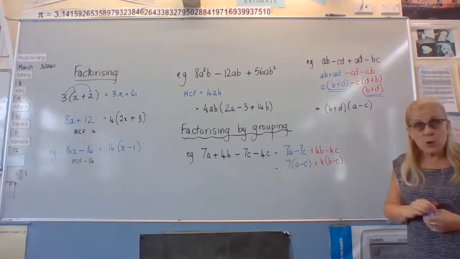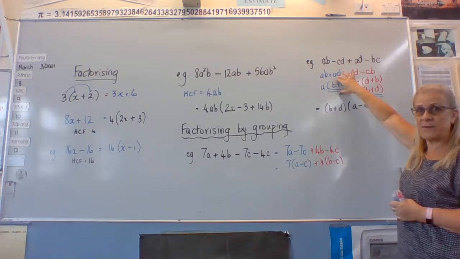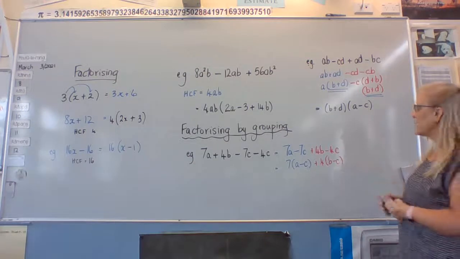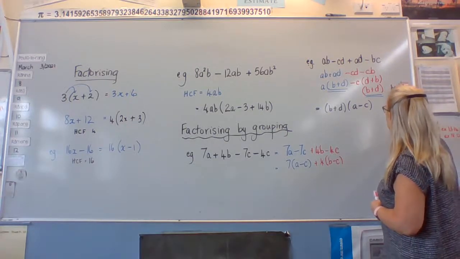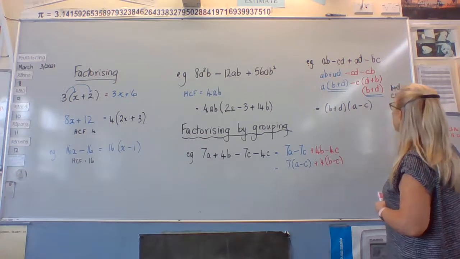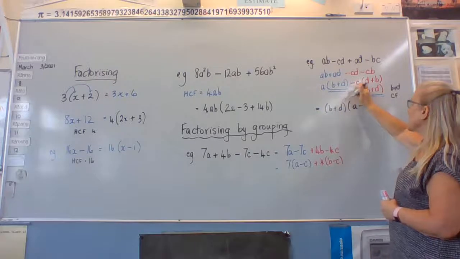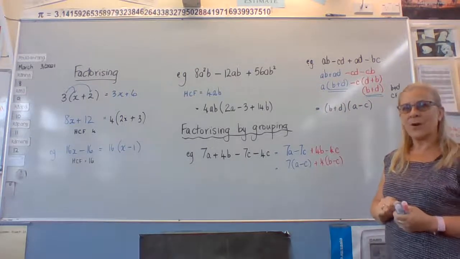So there are usually two steps. One, group them together and factorise them. Two, take out the common factor again. So this, B plus D, is a common factor. And up here, A was a common factor of blue, negative C was a common factor of red. All right, your turn.